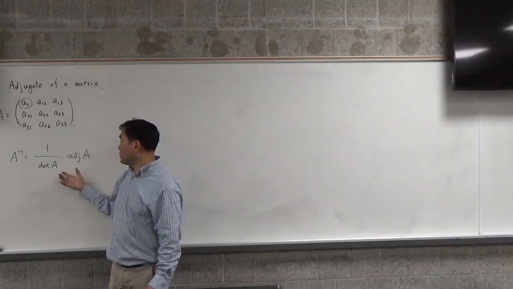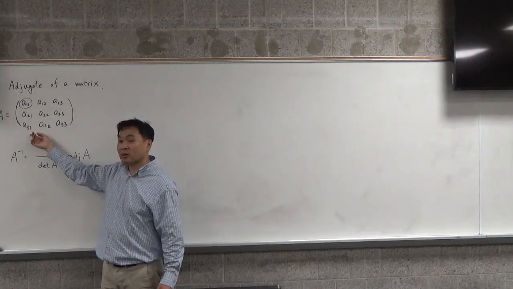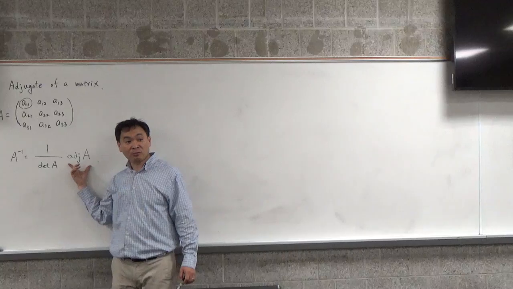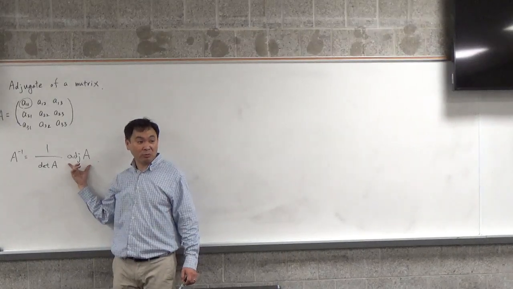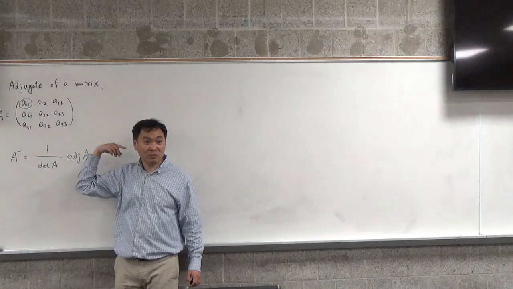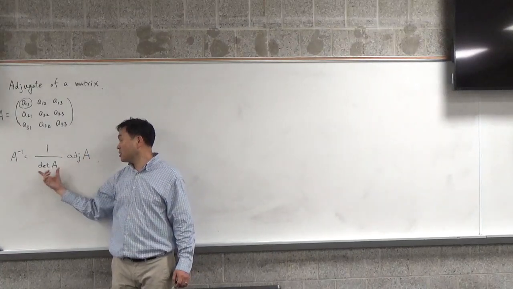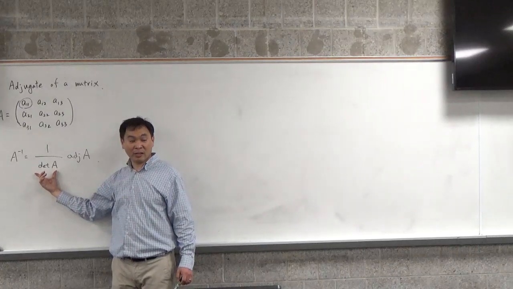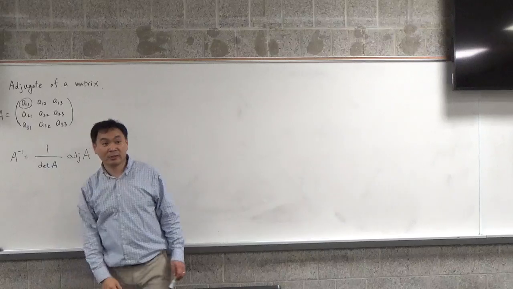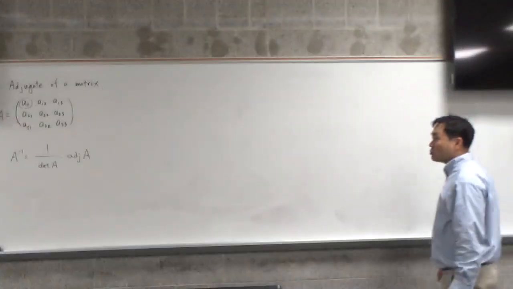And although I only wrote what happens when you have a 3 by 3, you can define the adjugate of any square matrix by just following those rules, the 3 steps. So adjugate is defined for any n by n matrix, and determinant is defined for any n by n matrix. Therefore, this formula is valid for anything. Okay? And why do we want this?